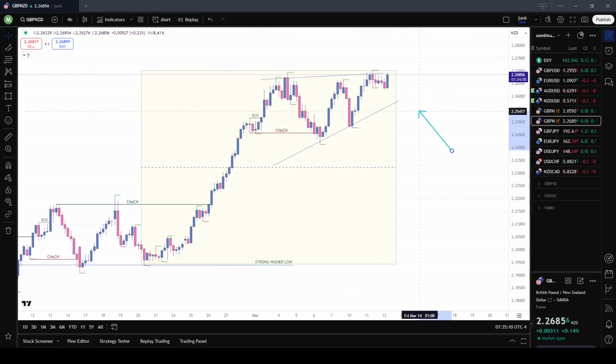I'll be waiting for any type of pullback. Or if it does decide to pull back, we're waiting for any opportunity that presents itself, any type of bullish momentum shift when it comes back down into discount, targeting any area of demand in order to take the prices higher. But we've got to wait to see which direction price action goes once it breaks out of this wedge.